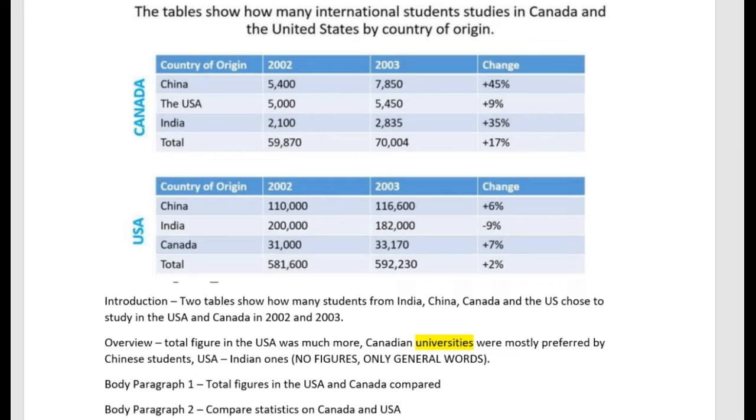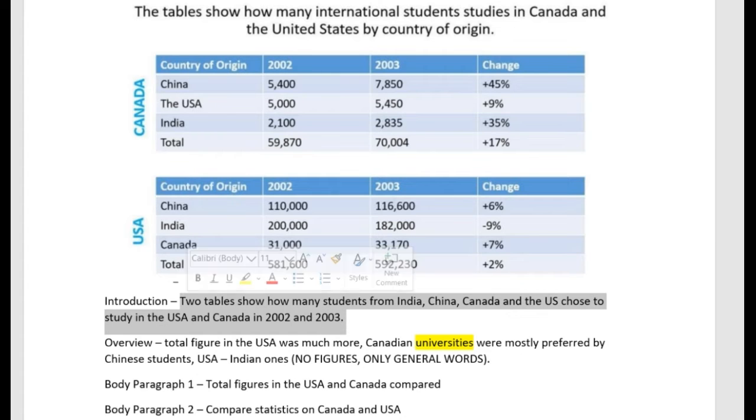The introduction is simple. You just write one sentence about this chart, like: two tables show how many students from India, China, Canada, and the US chose to study in these two countries in 2002 and 2003, or between 2002 and 2003. It's totally fine. I've shown the sample here. You can see this. Now let's look at the overview.